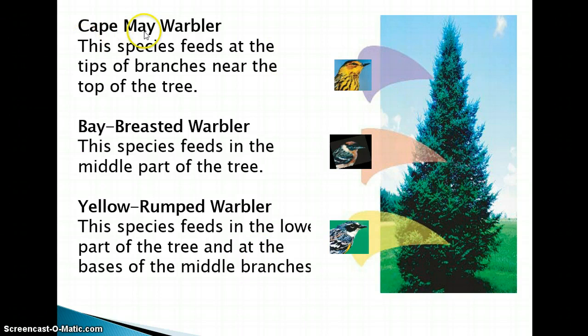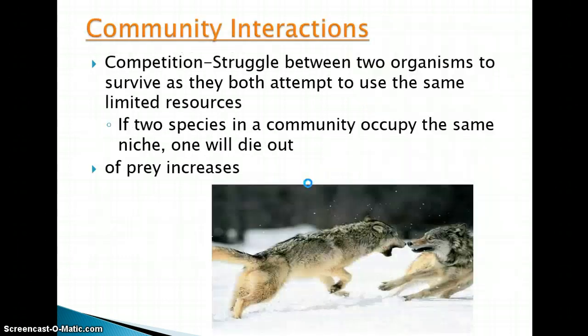Examples of niches include the Cape May warbler, the bay-breasted warbler, and the yellow-rumped warbler. Three different types of birds live in different parts of the trees. That way they're not competing with each other for the resources they need.